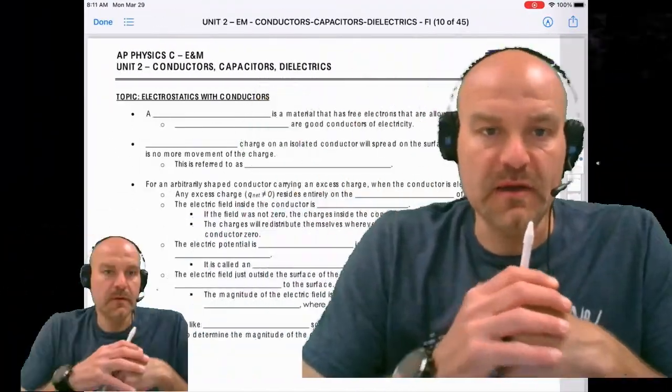Okay, so here is Unit 2 of Electricity and Magnetism for AP Physics C. It is titled Conductors, Capacitors, and Dielectrics. If you're interested in computers, these are capacitors that are on motherboards. That's the reason why we have a motherboard sitting behind us.